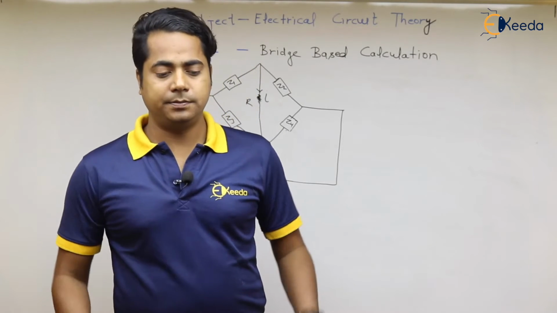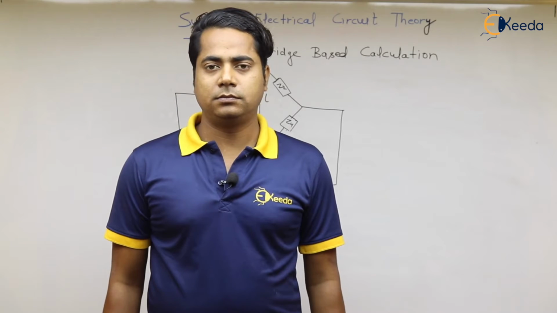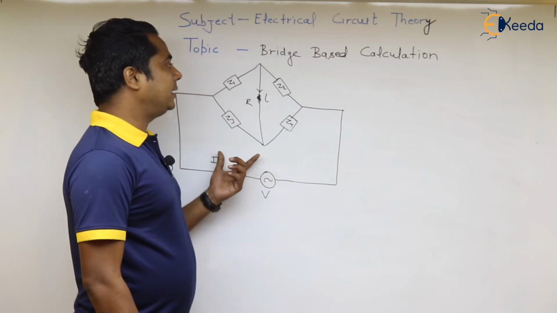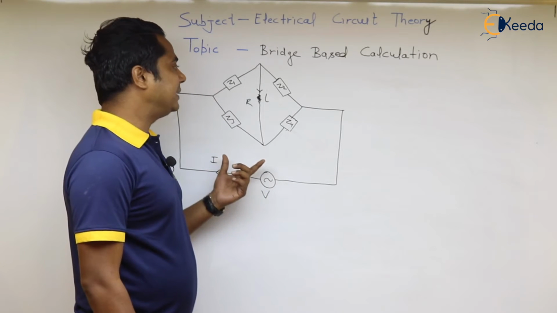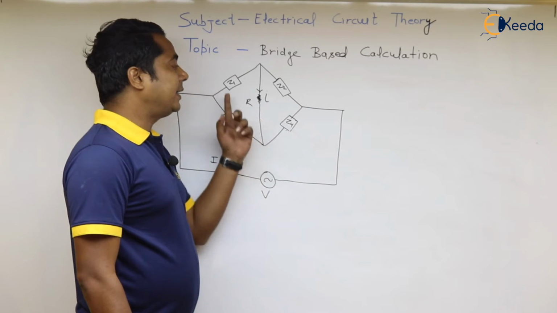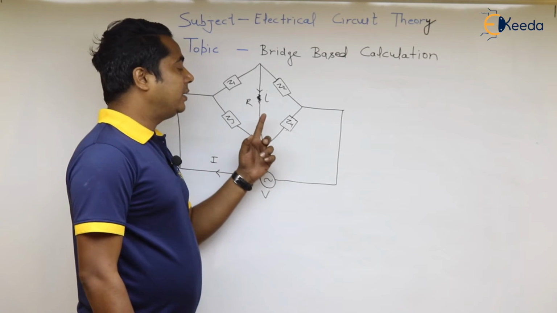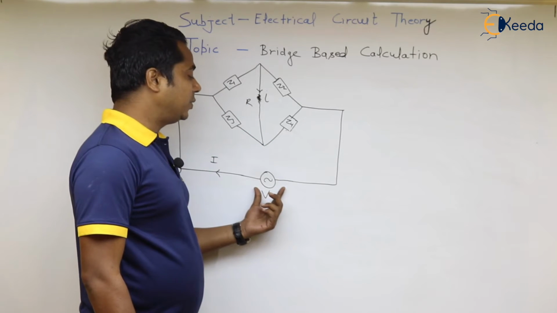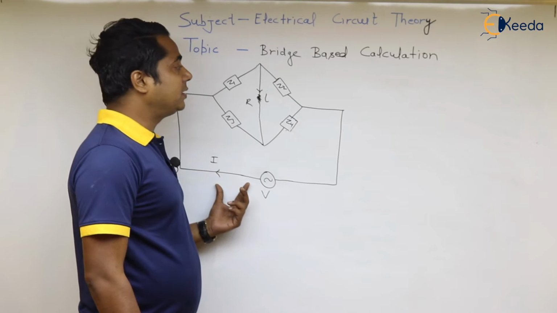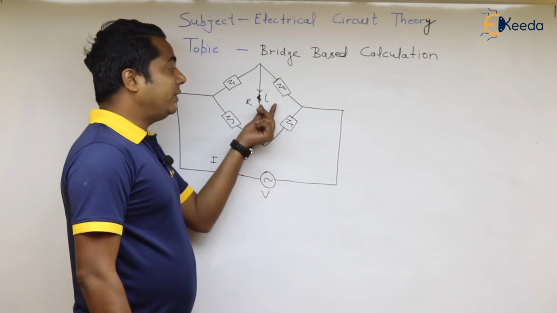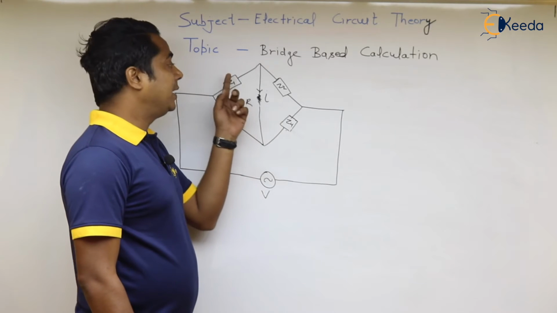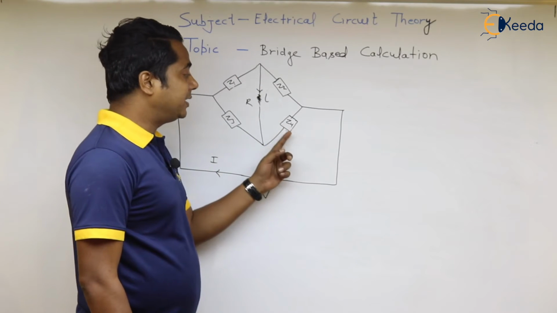Coming to the topic, bridge-based calculation, we have four impedances Z1, Z2, Z3, Z4. These are connected in a bridge and connected with one voltage source, and the current I is flowing. We have one formula with which we will see what the value of I will be. This will depend on the values of Z1, Z2, Z3 and Z4.